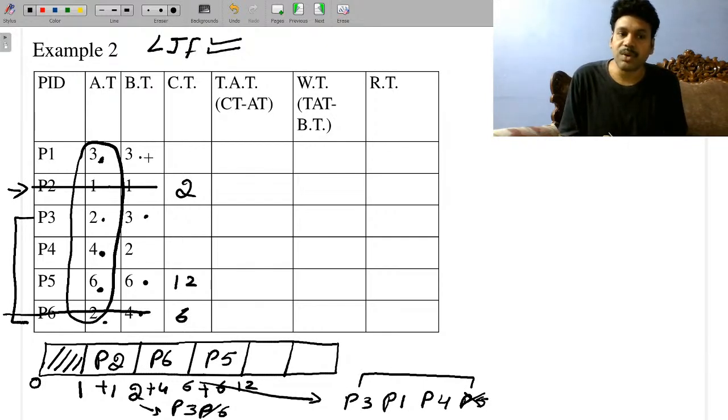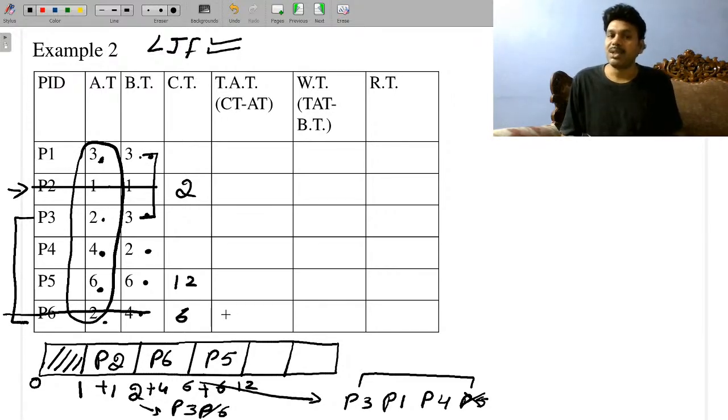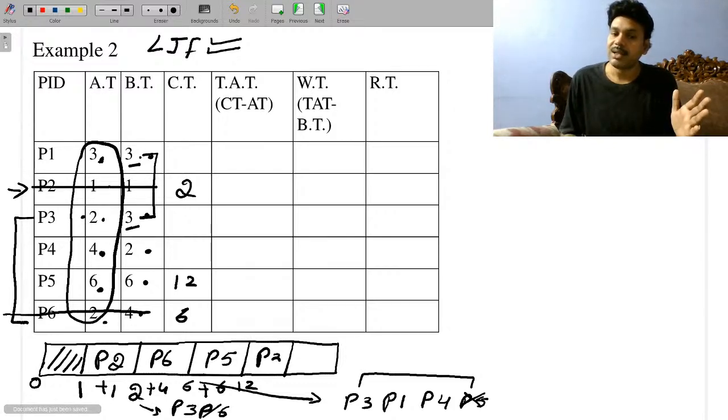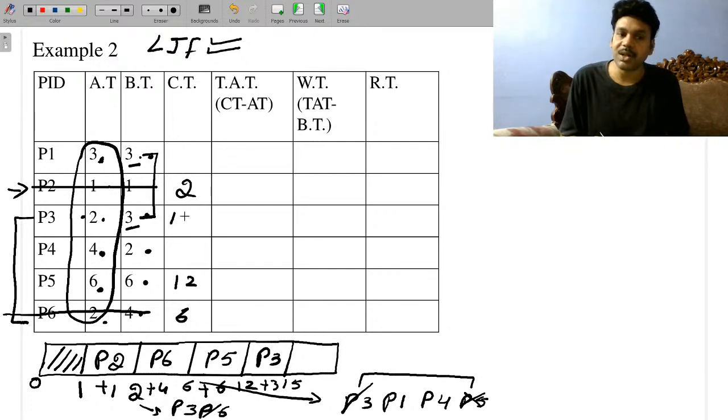So 3, 1, 4. This requires 3, this also requires 3, and this requires 2. Now there is a competition between this and this. Why? Burst times are the same. Whenever burst times are the same between P1 and P3, what are we choosing? The lowest arrival time. This has arrived earlier than that. There is a tie in the burst time, so we choose the lowest arrival time. That is P3, which we are going to process. P3 requires 3 units of time. Therefore, by 15, it is completed.